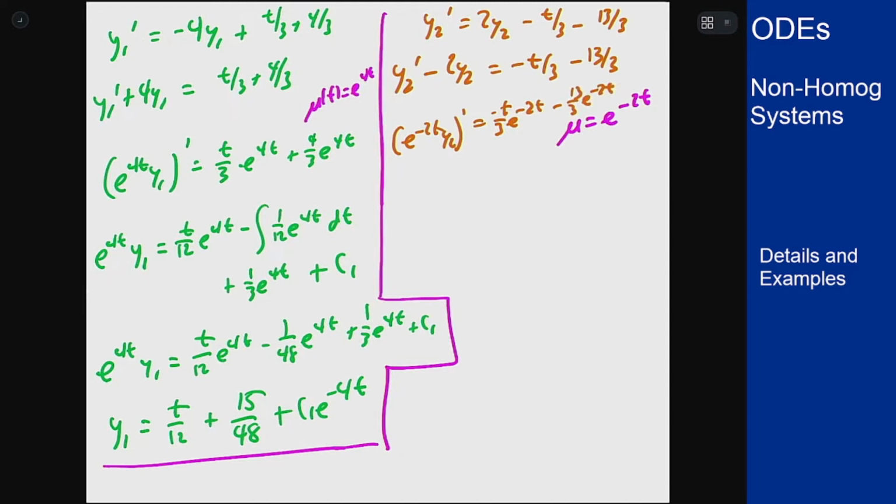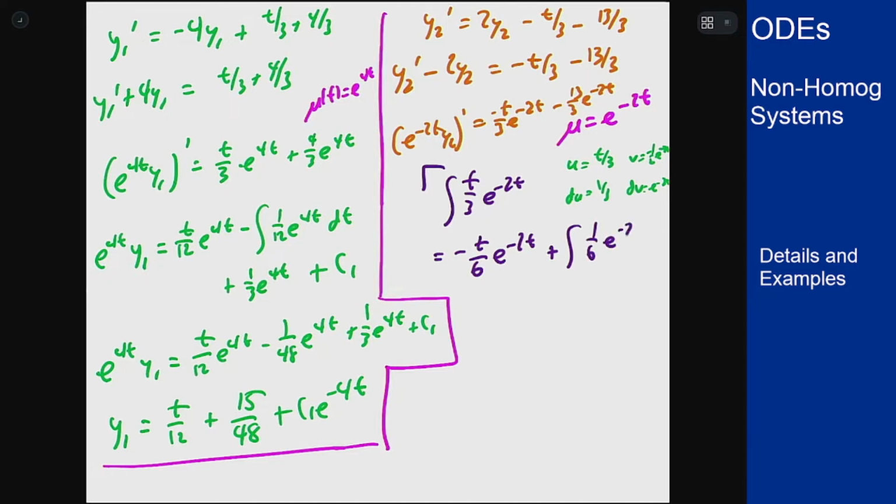We need more integration by parts here, and because there's a minus, I'm going to be a little more careful and work this one out in more detail. The integral of t over 3 e to the minus 2t: we've got our u as t over 3, our du is 1/3, dv is e to the minus 2t, so v is negative 1/2 e to the minus 2t. And so this becomes a negative t over 6 e to the minus 2t. And then plus, because there is a minus sign on the integration by parts and a minus sign on the v term, integral of 1/6 e to the minus 2t, which will integrate to a minus 1/12 e to the minus 2t. Great.